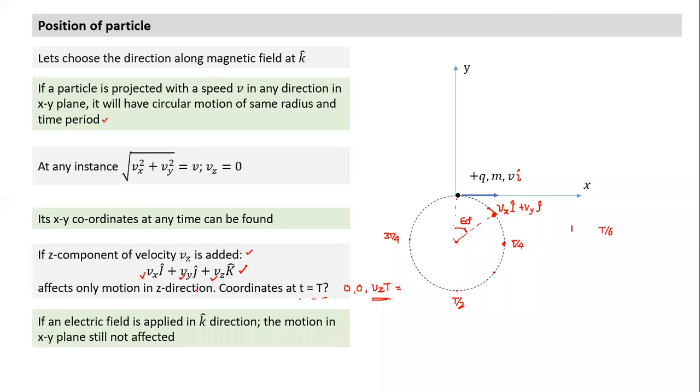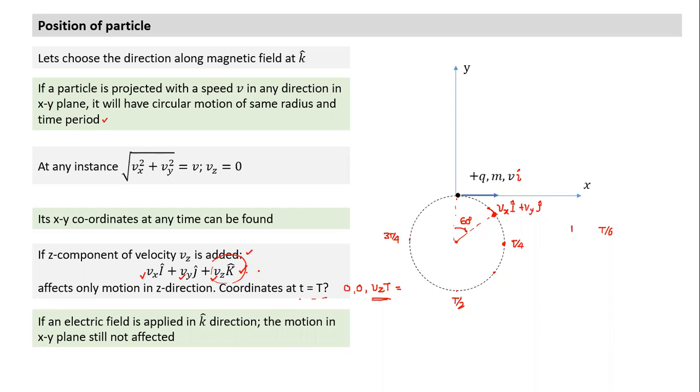So if I apply an electric field in the K direction, this force will not have any component in the XY plane. Hence, motion in the XY plane remains unaffected. Only the velocity in the Z direction will change. Now, if I apply the field, it will have uniformly accelerated motion in the Z direction.